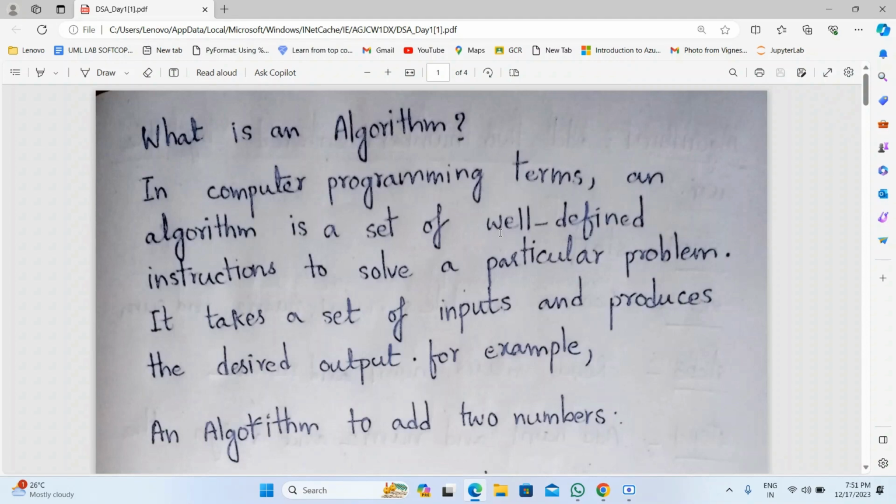Data structures and algorithms, day 1. What is an algorithm? In computer programming terms, an algorithm is a set of well-defined instructions to solve a particular problem. It takes a set of inputs and produces the desired output.